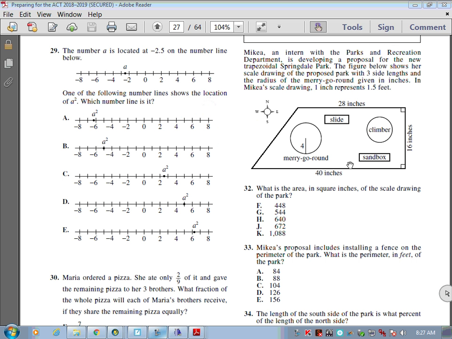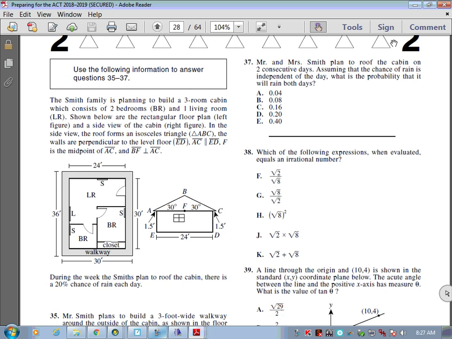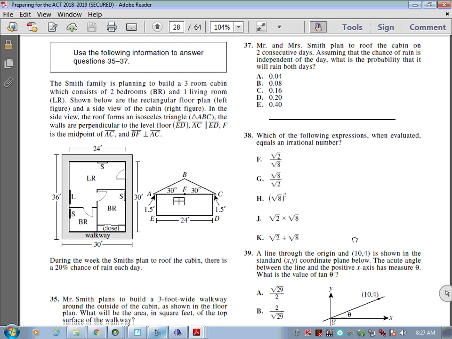Anybody else, 28 or 30? Okay, what about 31 through 34? Nobody on those? Okay. Flip on over here. 35 or 36? Okay.